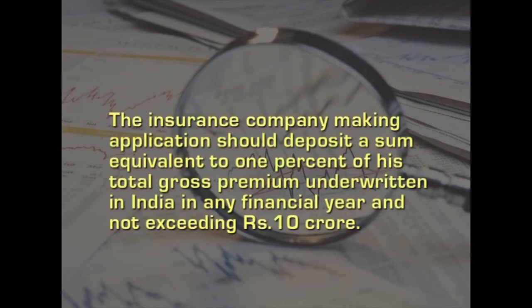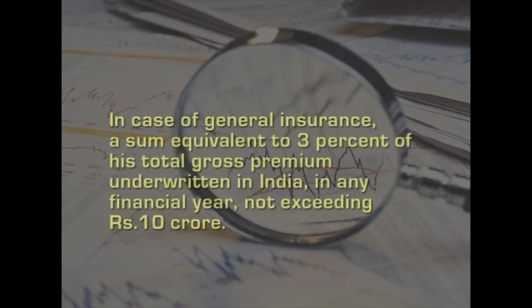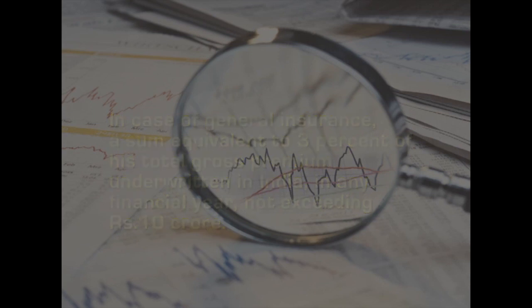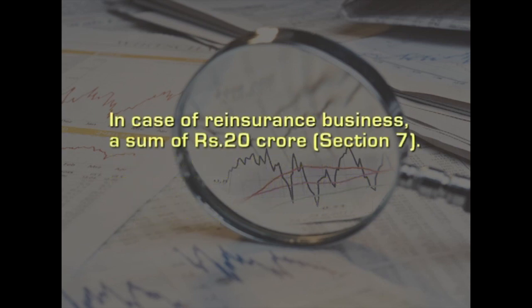Deposits. The insurance company making application should deposit a sum equivalent to 1% of its total gross premium underwritten in India in any financial year, not exceeding rupees 10 crores. In case of general insurance, a sum equivalent to 3% of its total gross premium underwritten in India in any financial year, not exceeding rupees 10 crores, and in case of reinsurance business, a sum of rupees 20 crores.